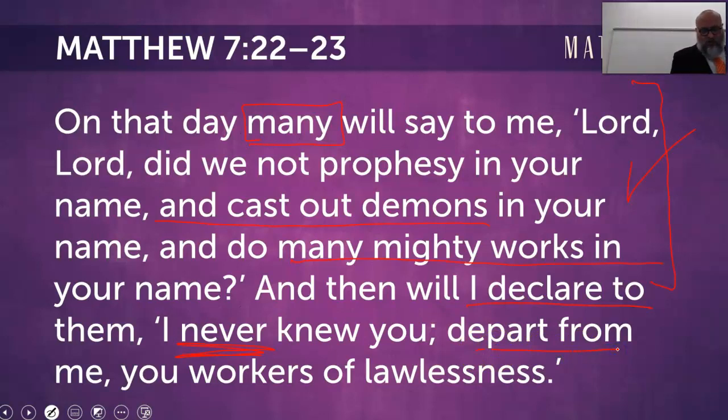Depart from me, you workers of lawlessness. So the picture here is maybe of a preacher or pastor, a deacon, or someone who teaches Sunday school, or someone who performs miracles, or exorcists, or all kinds of people that everyone looks at their life and says, oh, that's a believer, but they're a worker of lawlessness. They have this secret life where they're just living completely immoral, happily immoral. And Jesus says, you're not a believer. And not only that, I never knew you. You were never a believer. And how many people is that going to be on that last day of the final judgment? Jesus says millions.